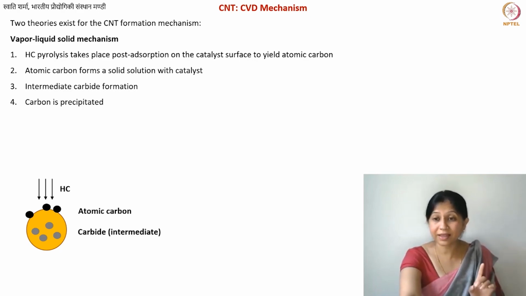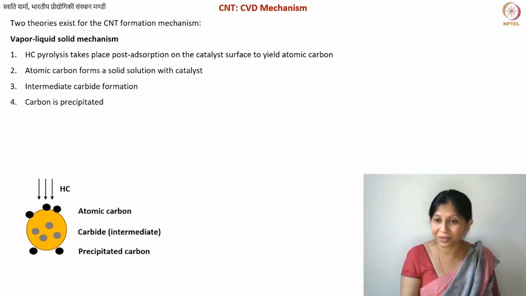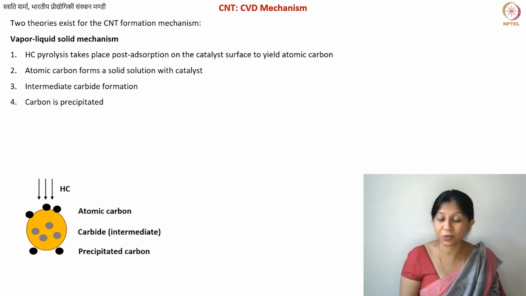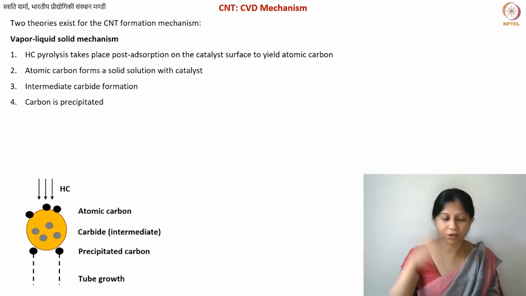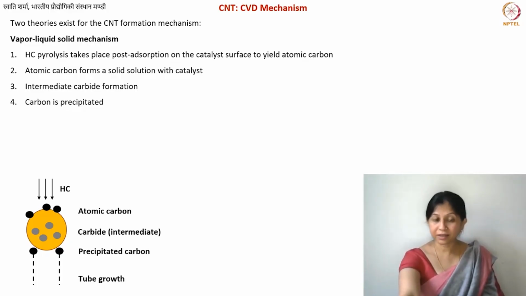It seems this is a metastable state, an intermediate state. It's not your final product. Now your carbide precipitates carbon out, and it is believed that from the other end the carbon is precipitated out. By the way, the catalyst particles are not necessarily spherical. Depending upon the crystal structure, they can have various shapes. Once the carbon precipitates out, it deposits one layer on top of another, and you ultimately have your tube growing out of it. So this is mechanism number 1.